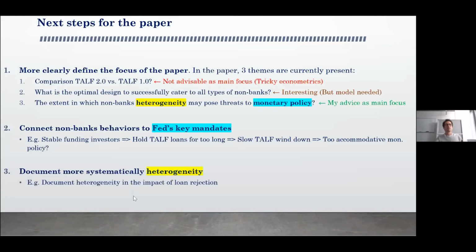And third is the heterogeneity. So the paper currently does a good job to document the heterogeneity. Maybe the authors could go one notch further and document this heterogeneity more systematically. For example, document heterogeneity in the impact of loan rejection, which I believe was done in the previous version of the paper that I had the pleasure to read, but is no longer there.